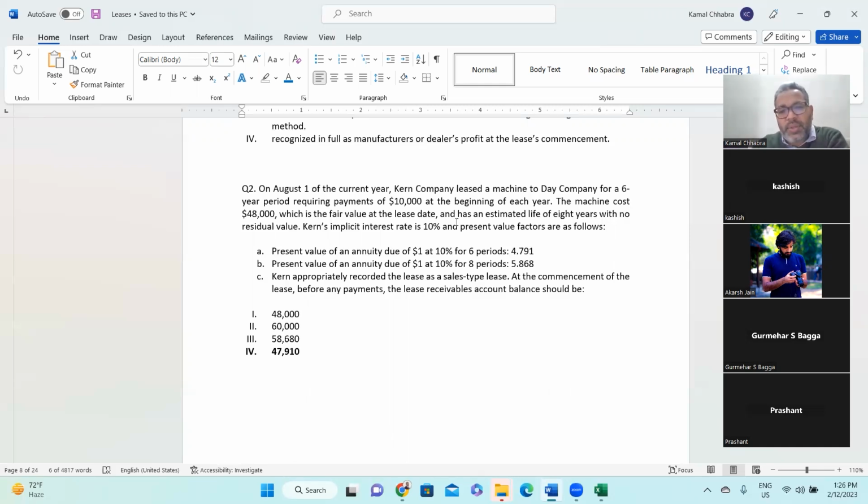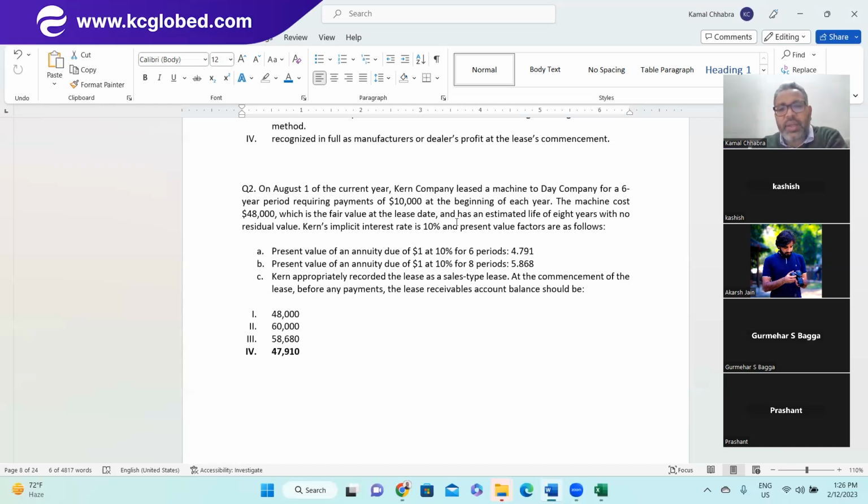And it has an estimated life of 8 years. So 8 years is the life and 6 years is the lease period, right? So 6 years divided by 8 years is 75%, so the major economic life criterion is met, right? With no residual value. K's implicit interest rate is 10% and the present value factor is as follows. So the rate of interest is 10% and the PV factor is given below. So at the commencement, the present value of the annuity is this.